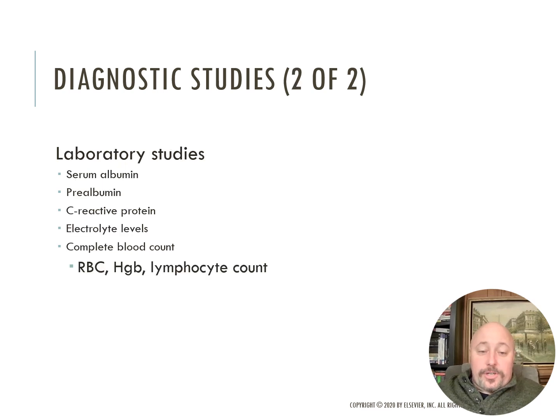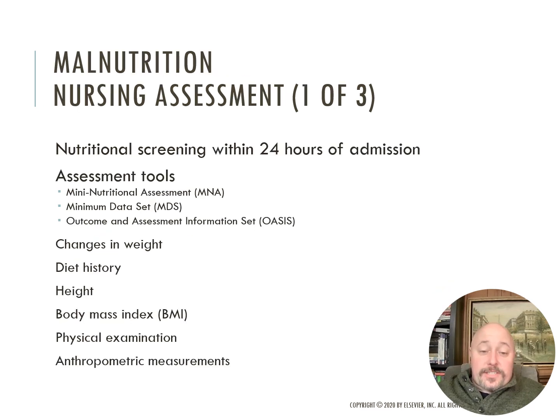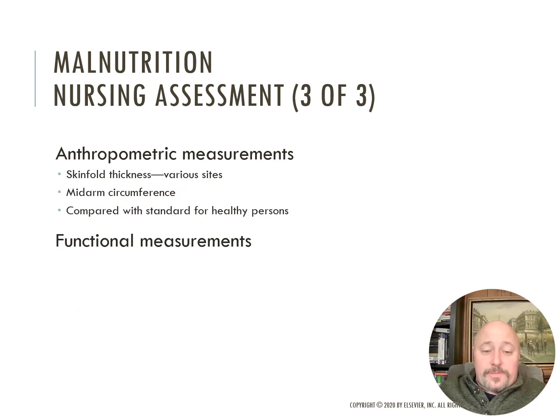For lab results, we should look at albumin, prealbumin, their C-reactive protein, electrolyte levels, and a complete blood count, including hemoglobin and lymphocyte count. We could also use specialized assessment tools, such as the Mini Nutritional Assessment or the Minimum Data Set. Also, make sure to carefully look at changes in weight, their diet history, again, that height, body mass index, the physical examination, and anthropometric measurements. By anthropometric measurements, we mean things like skin fold thickness and their mid-arm circumference, compared with standards for a healthy person of a similar size.